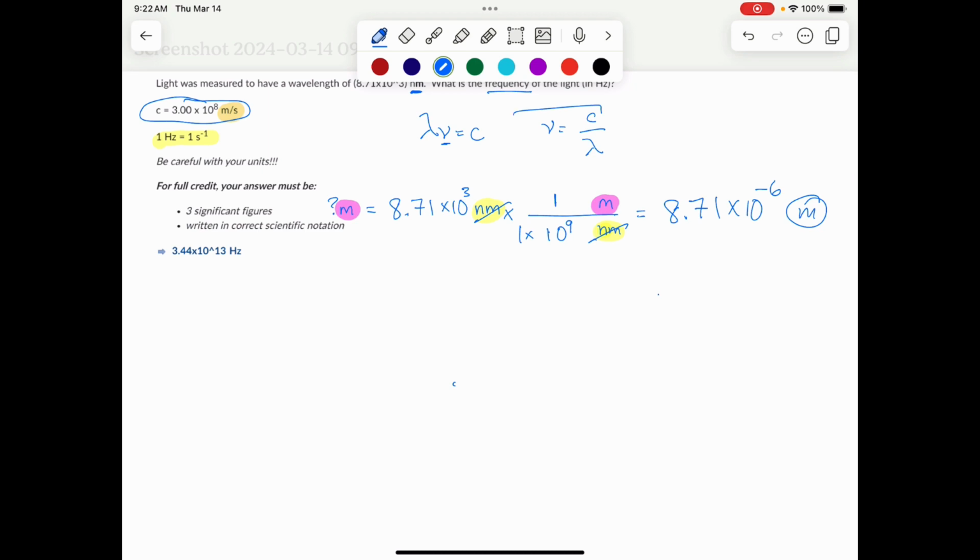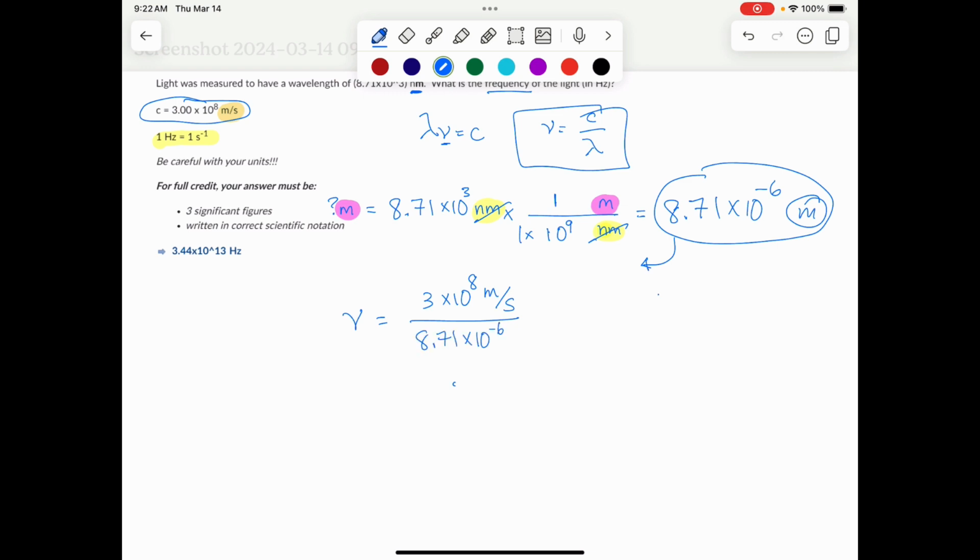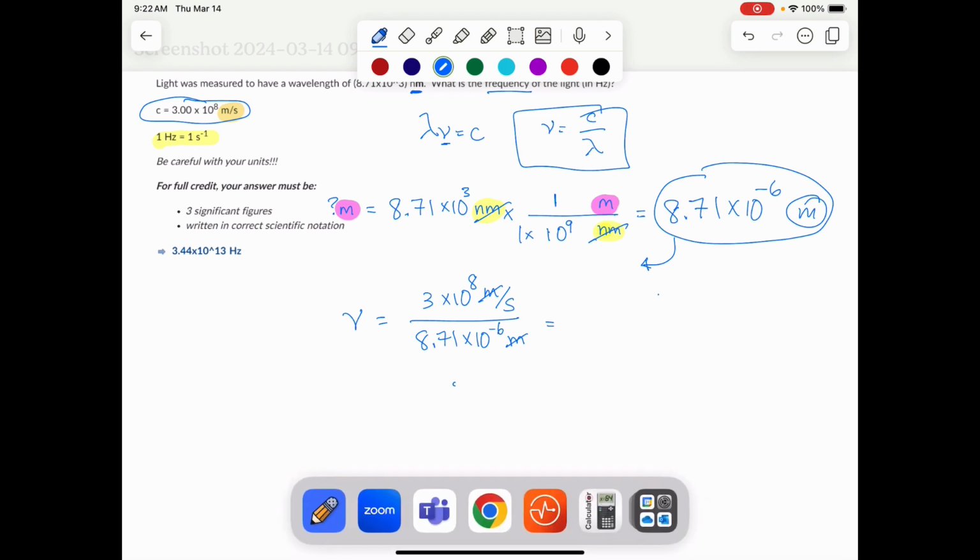Now I'm ready to plug into my equation for frequency. 3 times 10 to the 8th meters per second. That's my speed of light. I plug this value for wavelength into that equation. 8.71 times 10 to the minus 6th meters. My meters ends up canceling. My answer will be in 1 over seconds, or seconds to the minus 1, or hertz, same thing.